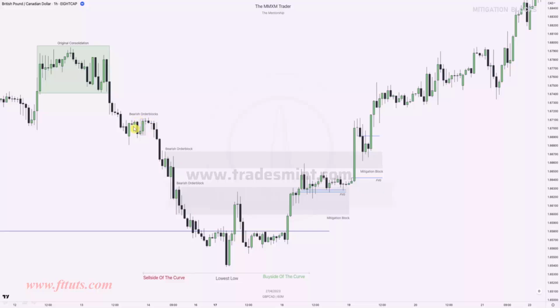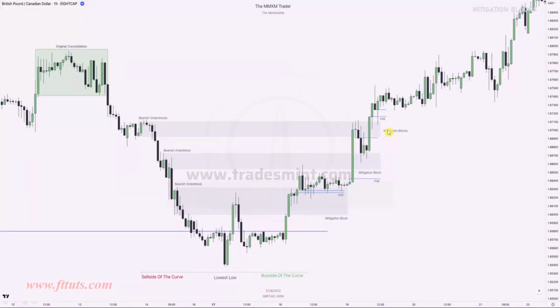And lastly, up here we have another one, right? Extending it out in time. We've got another mitigation block up here, right? A fair value gap has been formed over here, and then continuation to complete this whole market maker buy model.